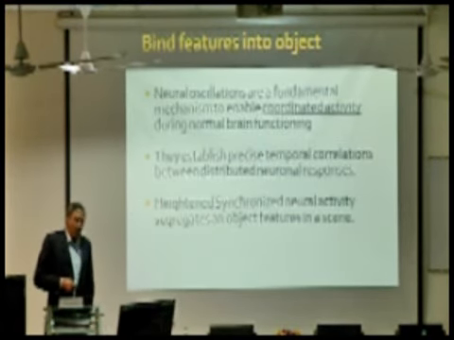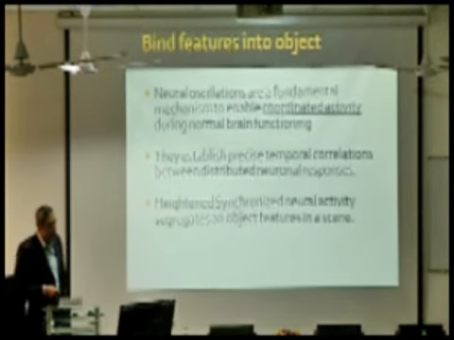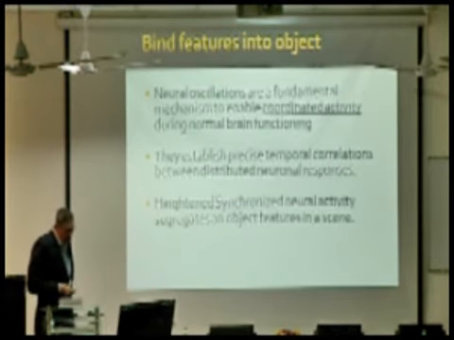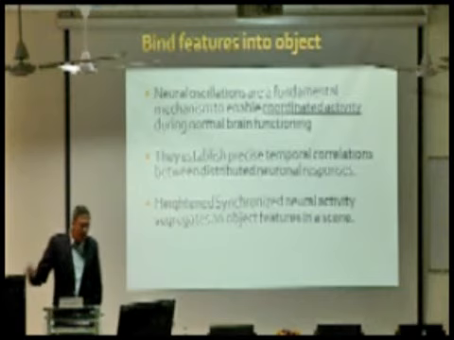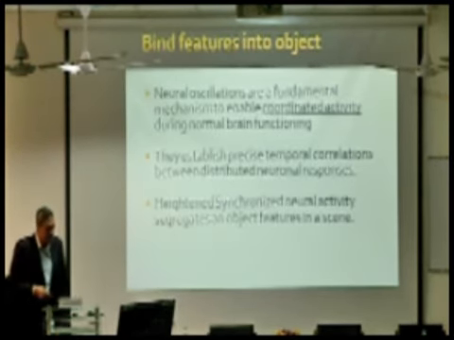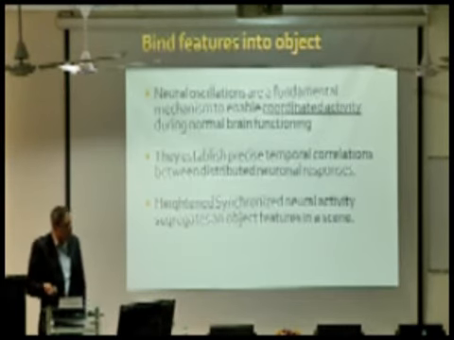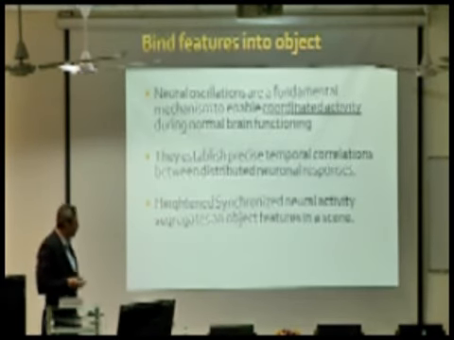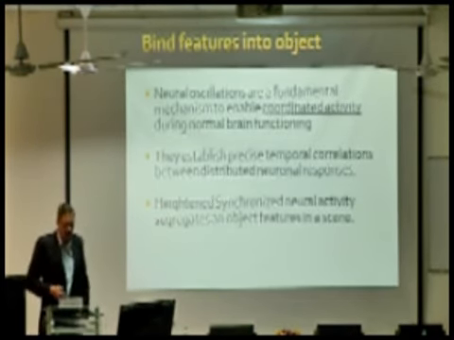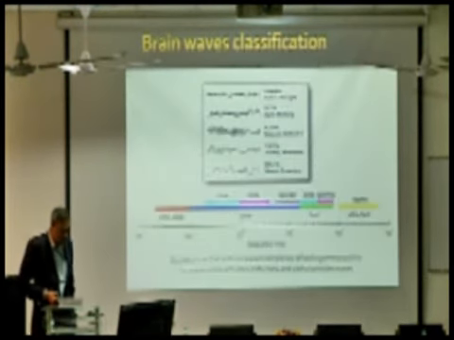These EEGs, or neural oscillations, are fundamental mechanisms enabling coordinated activity during brain functioning, and they establish temporal correlations between distributed neuronal responses, and heightened synchronized neural activity segregates the object's features in a scene. So that's generally how the binding problem is solved. When the synchronized oscillatory activity of different neurons gets coordinated, they stitch up into one particular coherent object.